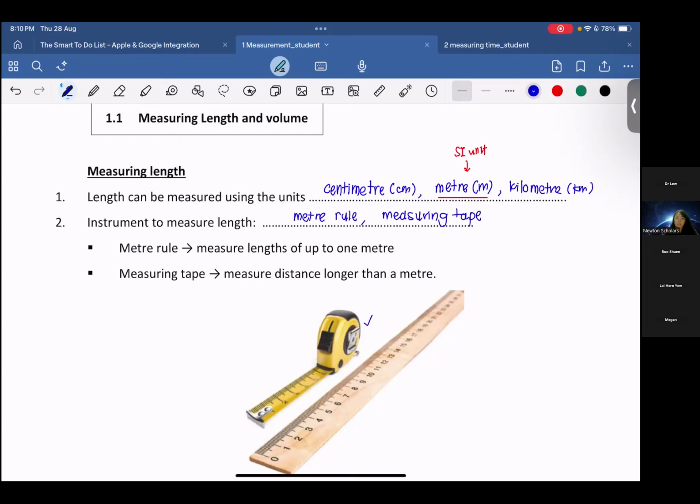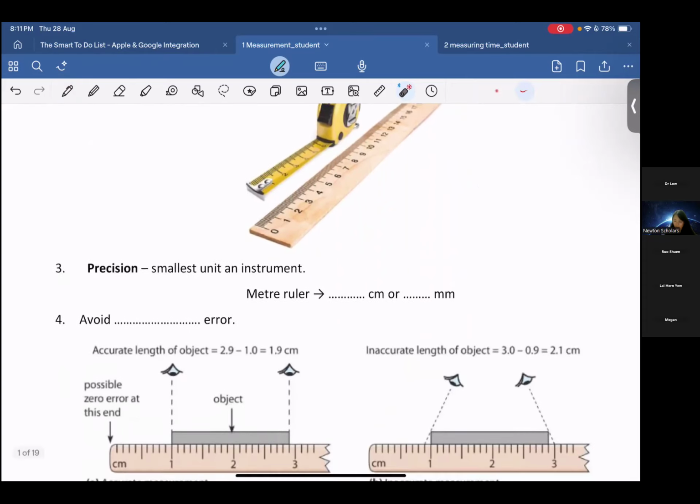So this is a measuring tape. Beside the measuring tape, this is the meter rule. The measuring tape can measure more than 1 meter. Sometimes it's 3 meter, 5 meter, 7 meter, 15 meter. It depends on the measuring tape. So this is measuring the length.